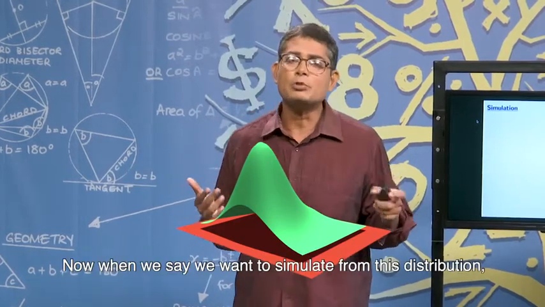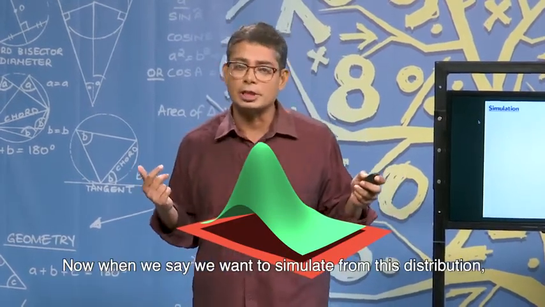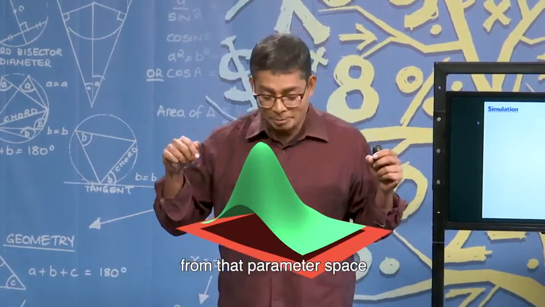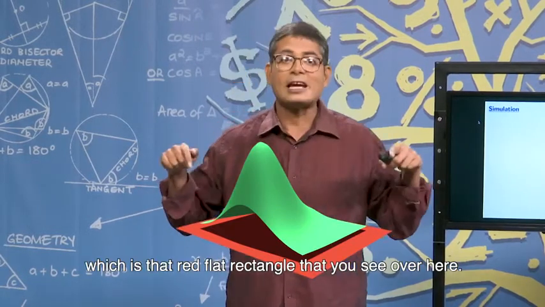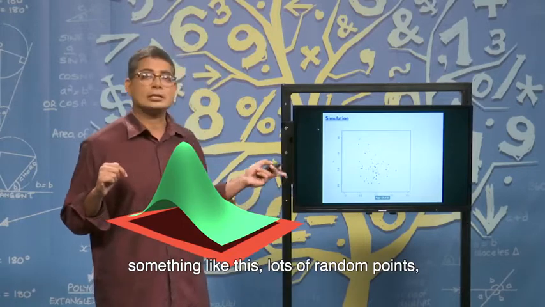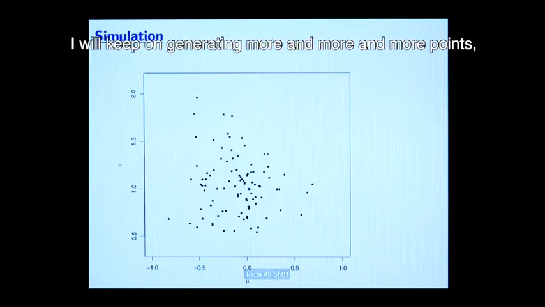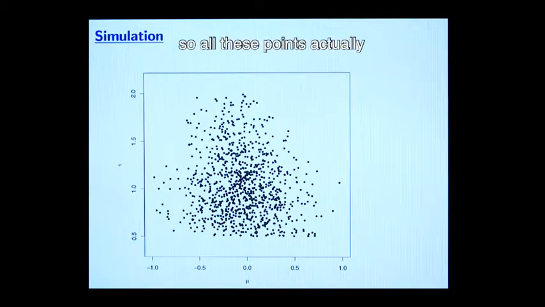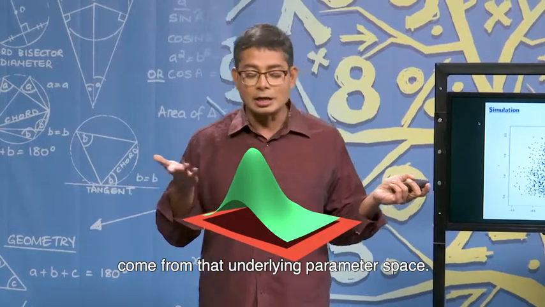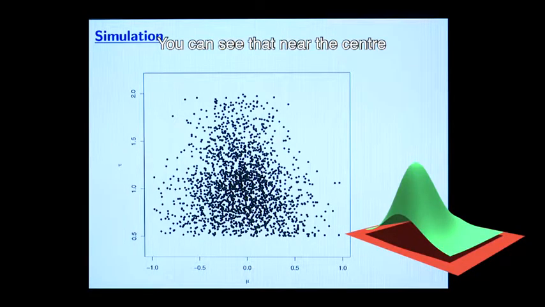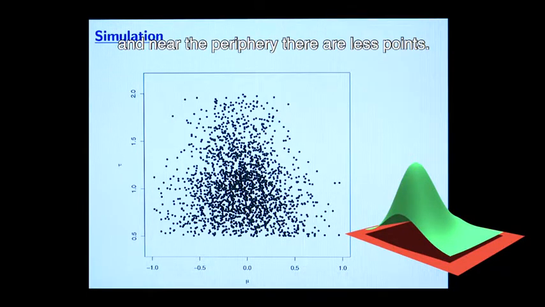Now, when we say we want to simulate from this distribution, this means we are trying to pick up random points from that parameter space, which is that red flat rectangle that you see over here. So, the points are going to look like something like this, lots of random points. I will keep on generating more and more and more points. So, all these points actually come from that underlying parameter space. You can see that near the center there are actually more points, and near the periphery there are fewer points.